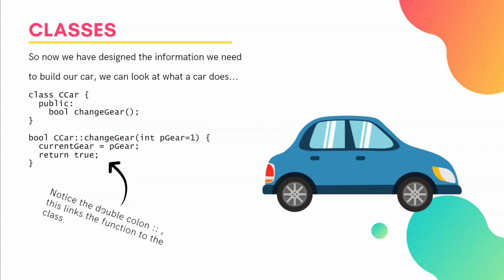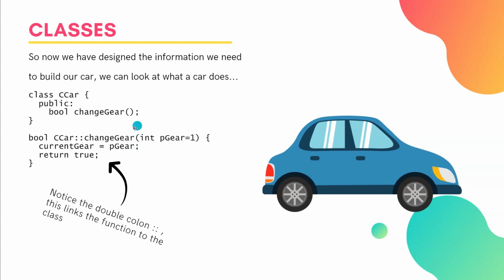So then below our declaration of the class, we can write a function very similar to how we did in the previous function episode. We're going to say what type of information we're going to return. And here's a slightly different bit. Rather than just declare the name of the function, we're going to link this to the car class. The way we do that is we write the name of the class, CCar, then 2 colons here as a kind of chain that links this function to the class. And then we're going to say ChangeGear. So we're going to define the ChangeGear function here.